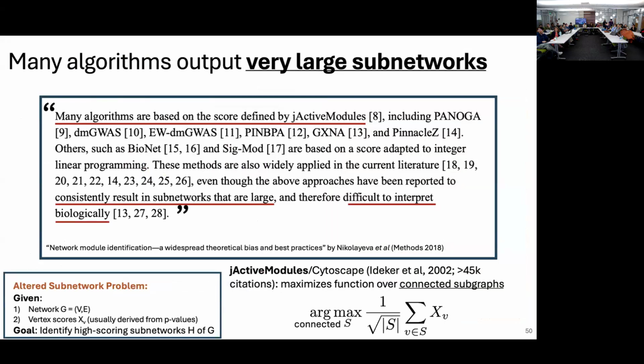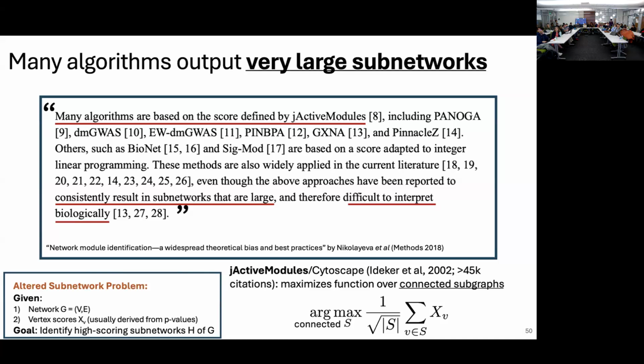I read this in 2018, around the beginning of my PhD, and I was really curious what this method, jActiveModules, was doing. Why is it finding these really large subnetworks? Maybe it's some really complicated method. It turns out, though, if you dig into this method, it's doing something that seems kind of simple. It's finding all connected subgraphs S that have the maximum vertex score divided by the square root of the size. It's a very simple function. And so maybe the scores were really bad.